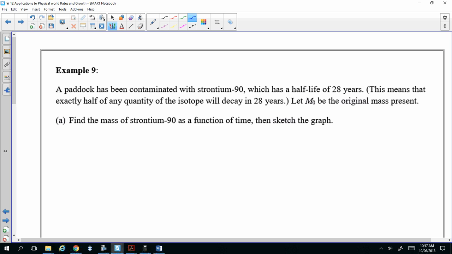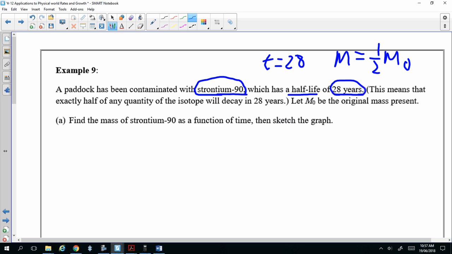So we have a paddock that has been contaminated with strontium-90, which has a half-life of 28 years. Half-life means that it takes 28 years to decay to half of its amount. So when t equal to 28, the amount will be half of the initial amount. That's what half-life means. This means that exactly half of any quantity of the isotope will decay in 28 years.